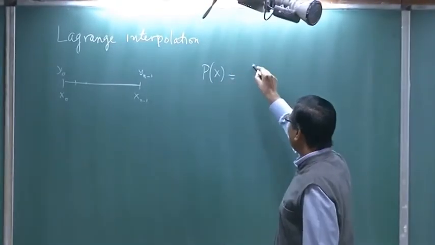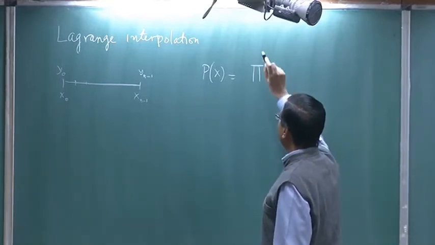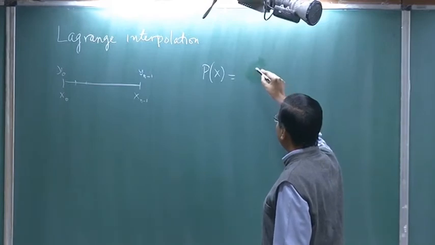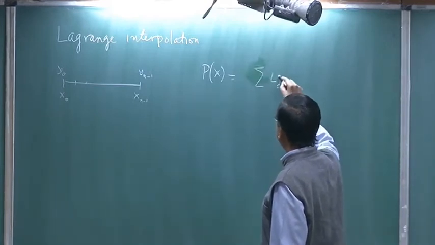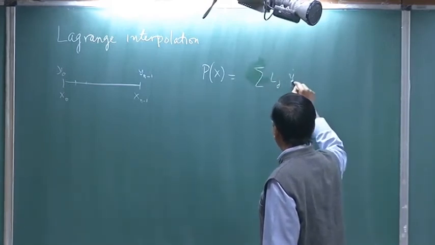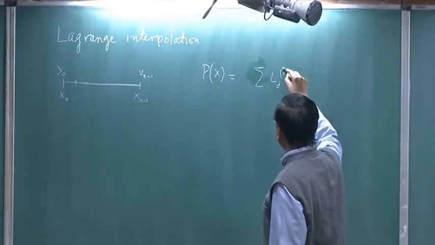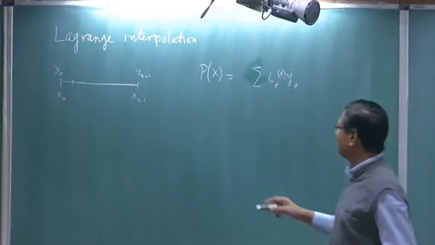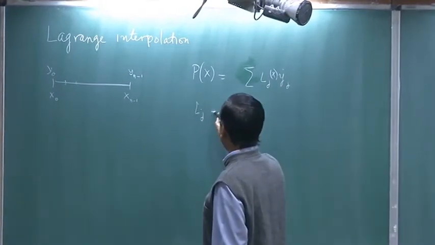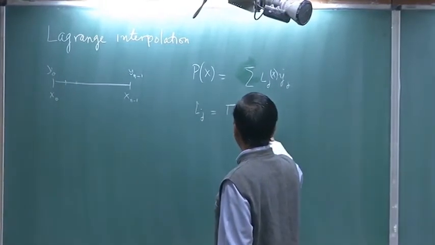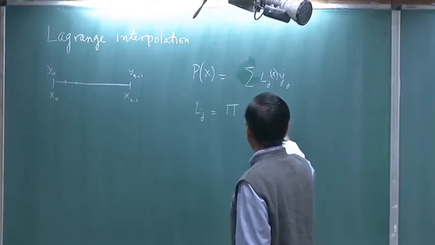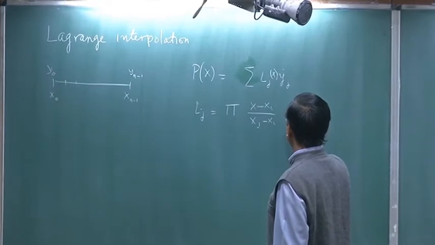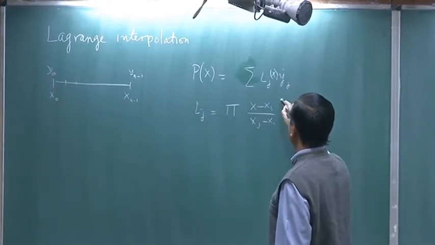And that was a product. So it was a sum. What was it? The sum of Lj yj, and Lj is a function of x. Right? So Lj is a polynomial, and Lj was the product of x minus xi over xj minus xi. Yes, that was the product.